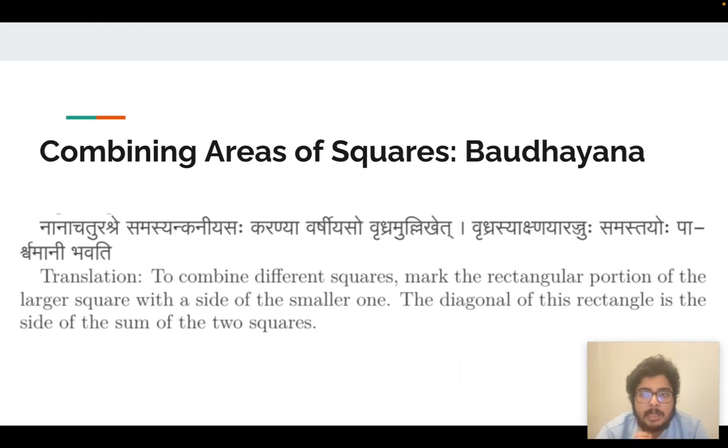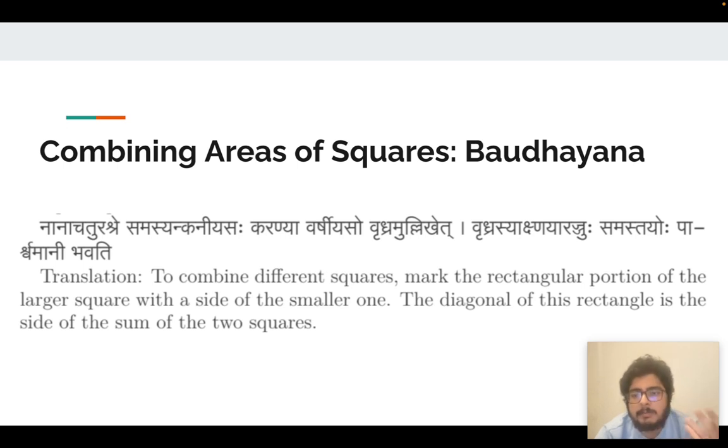So how do you combine the areas of squares? Basically, if you have two squares, let us say a square of area A and a square of area B, you have to construct a square of area A plus B. Now you can do it very easily because you have calculators. You can take the square root of the areas to get the side lengths, then add them up, square them up, and then construct a square.